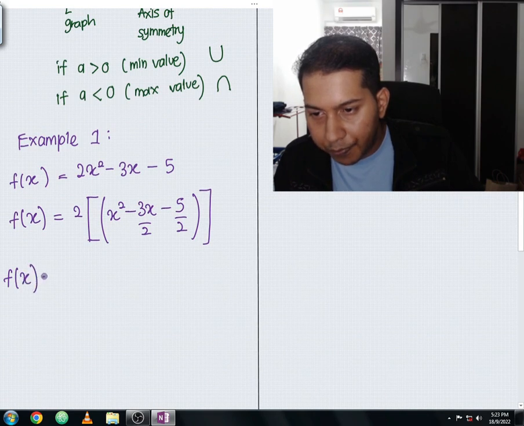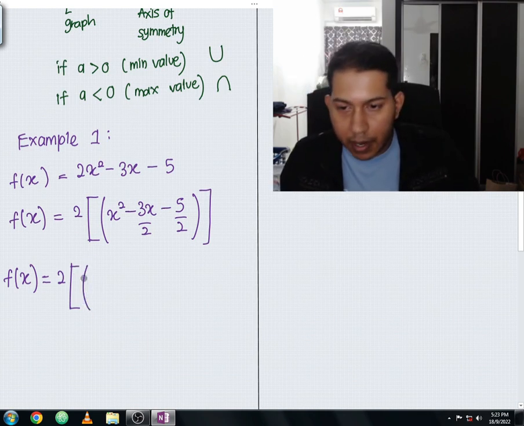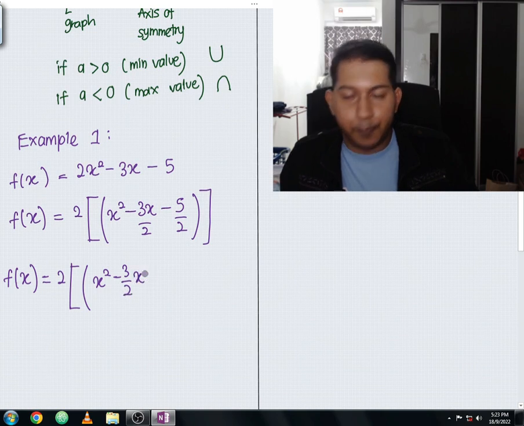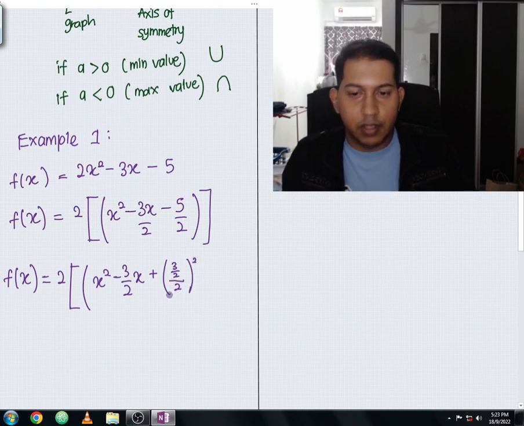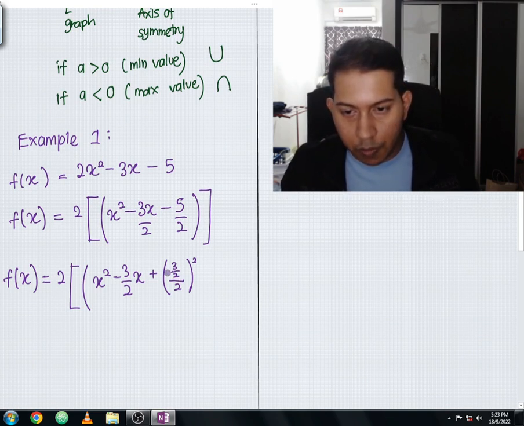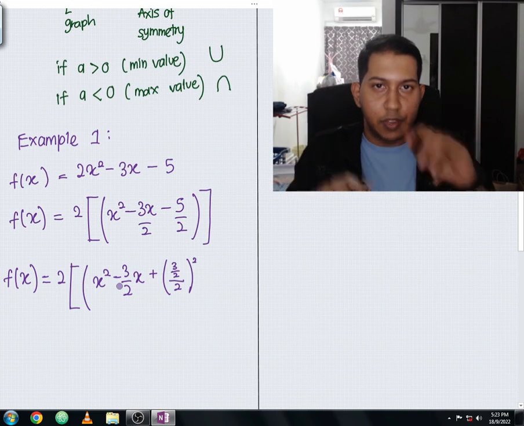So from here, let us perform the completing the square. So the 2, square bracket, and then we include a bracket here: x squared minus 3 over 2x, plus 3 over 2 divided by 2, squared. So this will become 3 over 4.